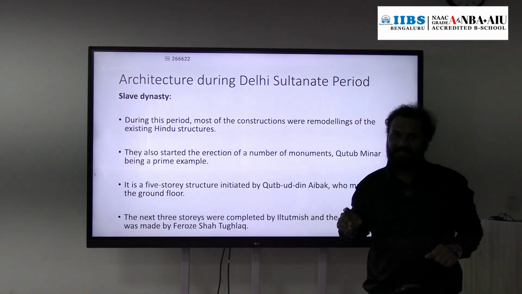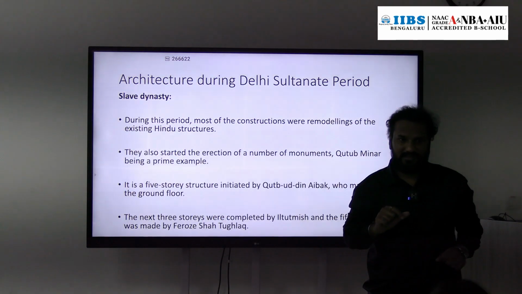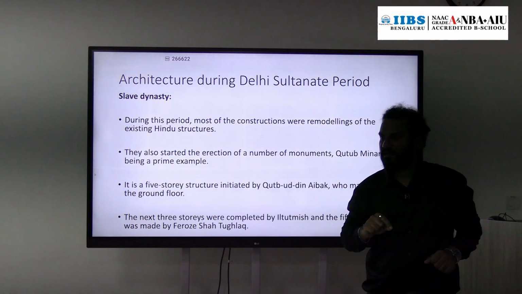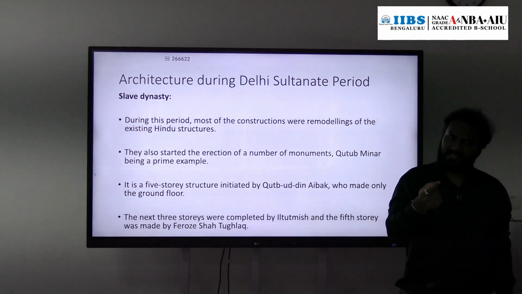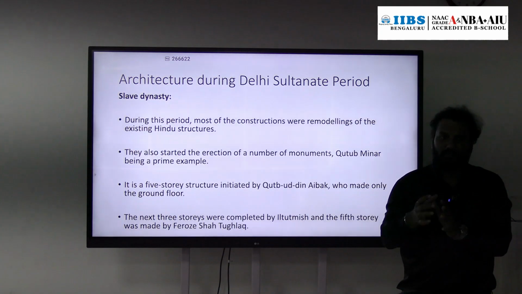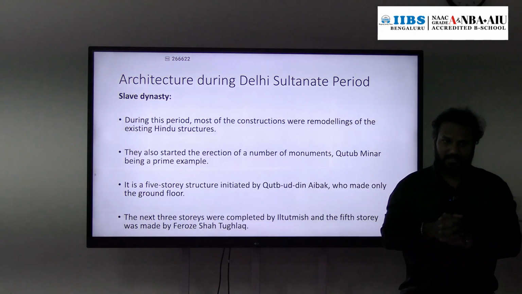Why is it called the Slave dynasty? Because most of the rulers were slaves. And most of the rulers belonged to the Mamluk tribe. That is the reason it was called the Mamluk dynasty as well as the Slave dynasty. The founder was Qutubuddin Aibak.